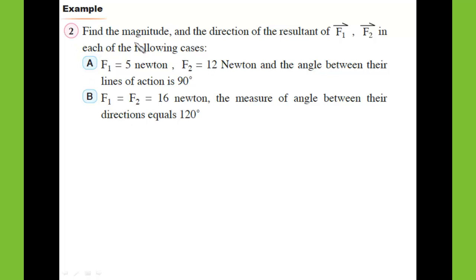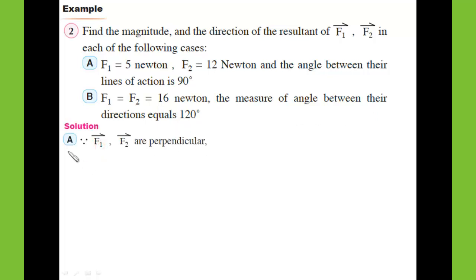Example 2. Find the magnitude and the direction of the resultant of F1 and F2 in each of the following cases. First, F1 equals 5 Newton, F2 equals 12 Newton, and the angle between their lines of action is 90. We have two perpendicular forces. Second, F1 equals F2 equals 16. Now in this case we have two equal forces, and the measure of the angle between their directions equals 120.